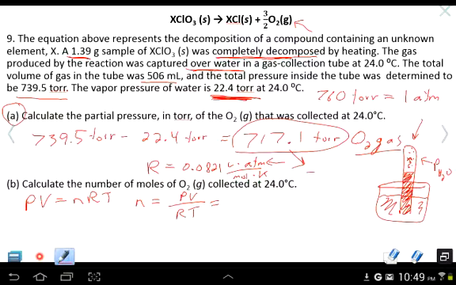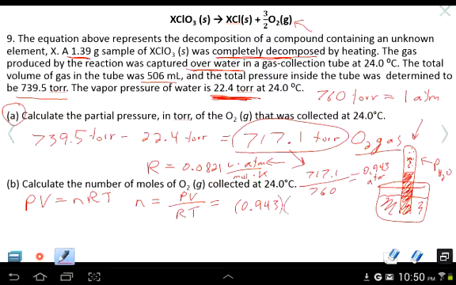So we end up doing 717.1 over 760. And go ahead and use your calculator to figure this out. And this should give us 0.943 atmospheres, ATM. So our pressure will be 0.943.